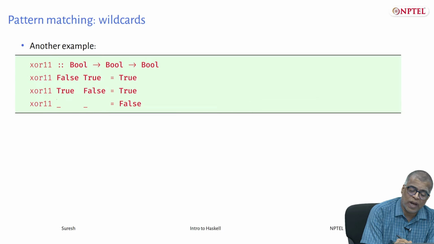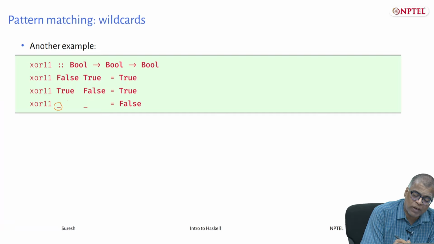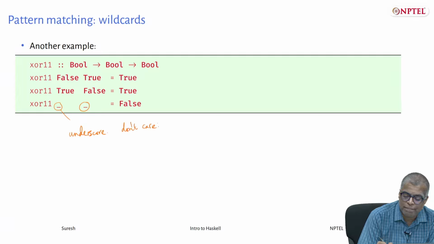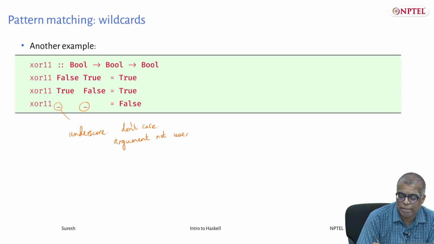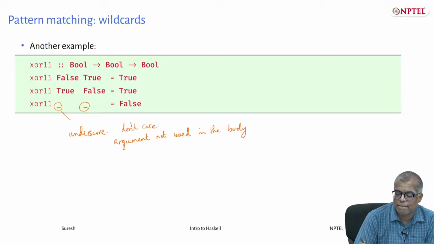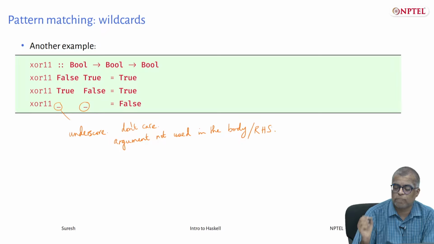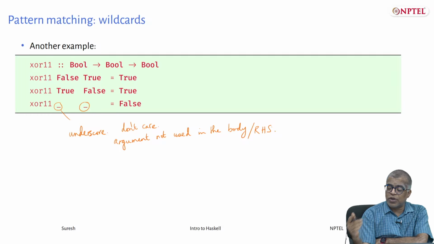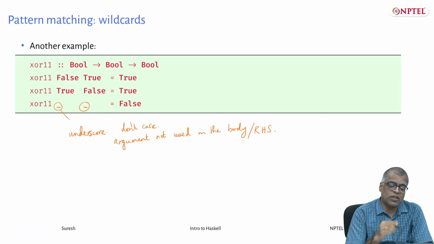and for that you can actually provide underscore. Underscore means do not care, or in other words, argument not used in the body. If an argument is not used in the right hand side, then you just give underscore. So, that's another definition.